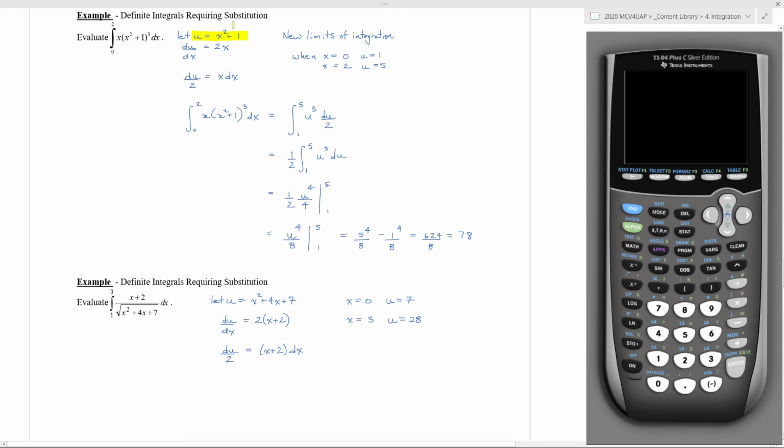I can take the 1/2 outside the integral sign. Then I find the antiderivative of u cubed, which is u to the 4th over 4, which I can simplify to u to the 4th over 8, and I'm going to evaluate that at 5 and 1, and when I do that and subtract the 2 values, I get 78.